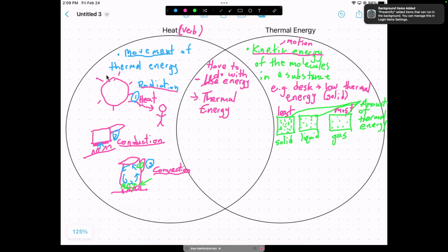And then over here with heat, we're talking about sharing that energy. So maybe sharing would be a good word over here too, to help us make sense of it. Sharing that energy. Okay, so those are the key differences. Think of thermal energy as the molecules and how fast they're moving, how much kinetic energy they have. And then heat, again, is sharing it with something else.